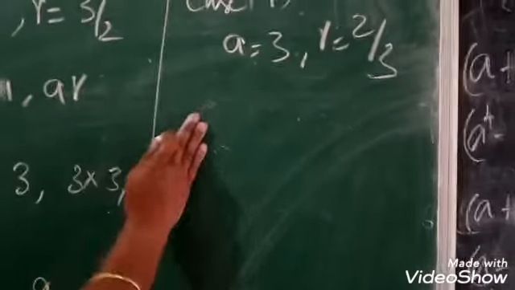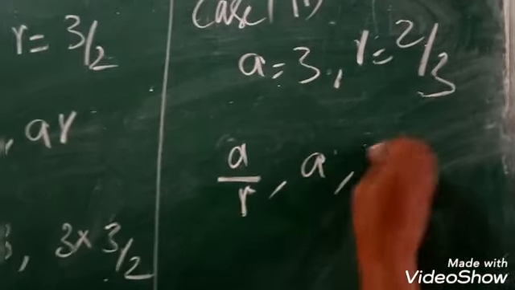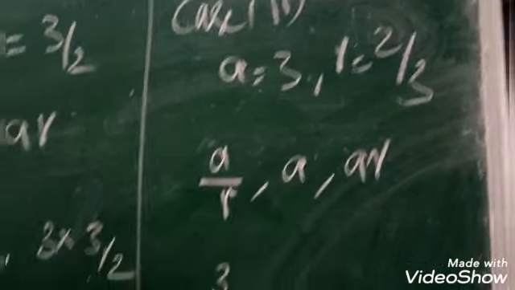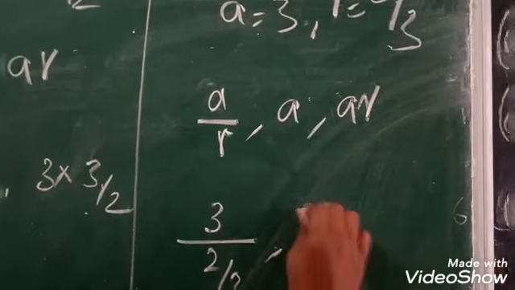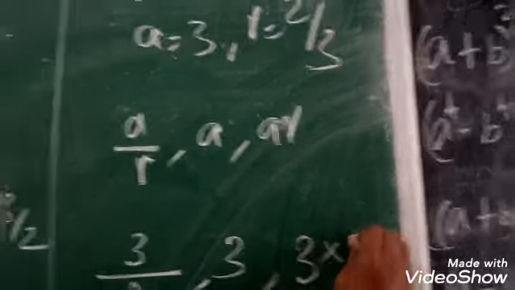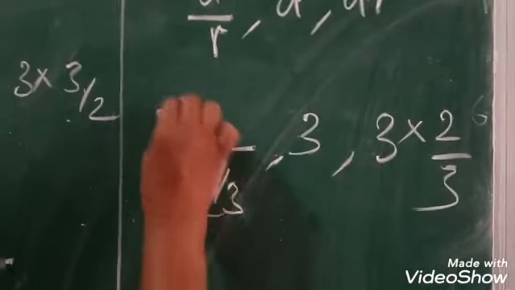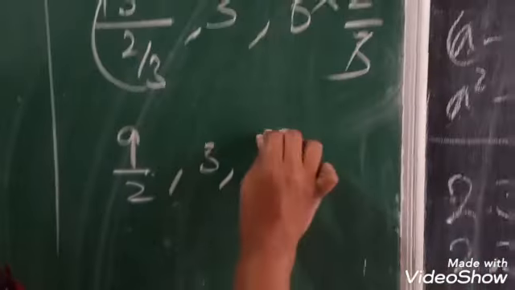Okay, now let us see the case 2. Now what is the consecutive a by r, a, ar? Now you have to apply 3 divided by 2 by 3. Here a is 3 and r is 2 by 3. Now you have to simplify: 9 by 2 here, 3 here, 3 cancel, here 2.